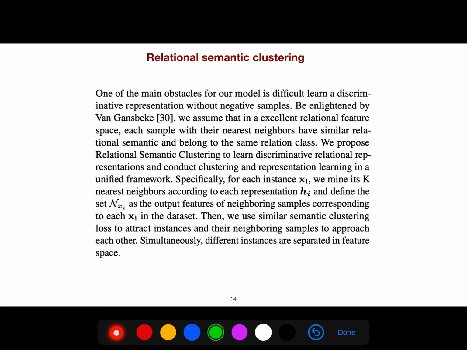One of the main obstacles for our model is that it is difficult to learn a discriminative representation without negative samples. We assume that in an excellent relational feature space, each example and its nearest neighbors have similar relational semantics and belong to the same relation. So we propose semantic clustering to learn discriminative relation representation and conduct clustering.